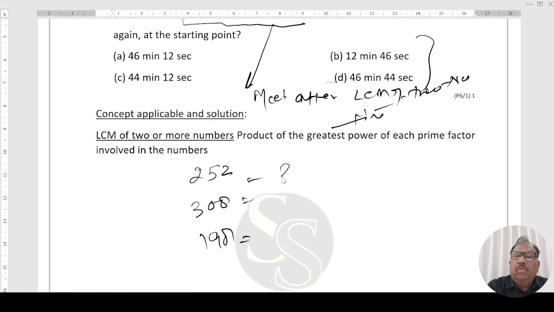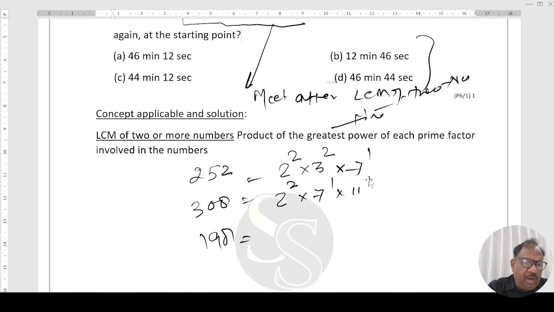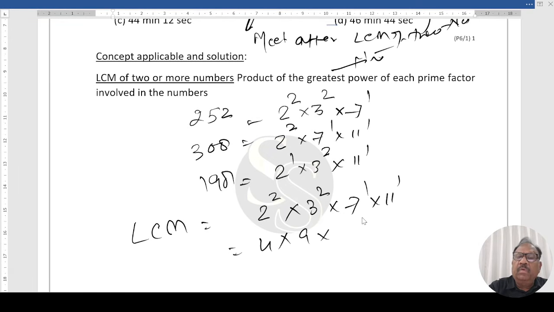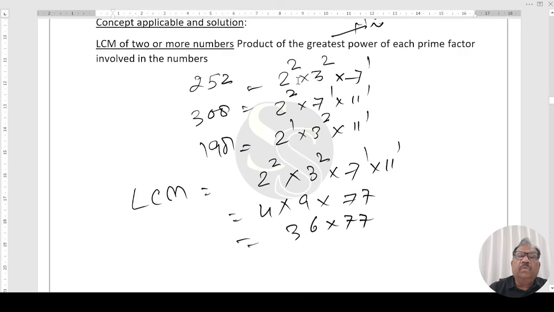252 can be written as 2 की power 2 into 3 की power 2 into 7 की power 1. 308 can be written as 2 की power 2 into 7 की power 1 into 11 की power 1. And next is 2 की power 1 into 3 की power 2 into 11 की power 1. Therefore, LCM will be highest power of 2, that is 2 power 2, 3 की power 2, 7 की power 1 into 11 की power 1. On simplification, this comes out to be 4 into 9 into 7 into 11, that is 36 into 77. This much time. The answer is given to you as 46 minutes 12 seconds like this.